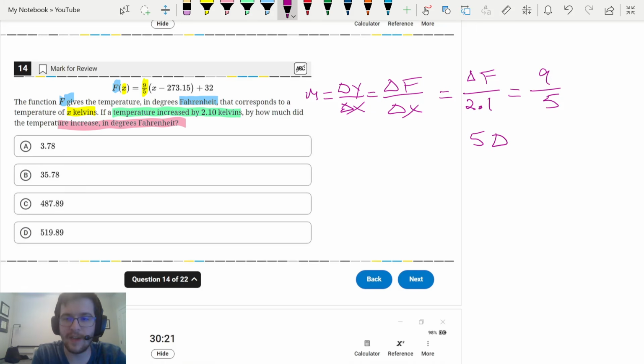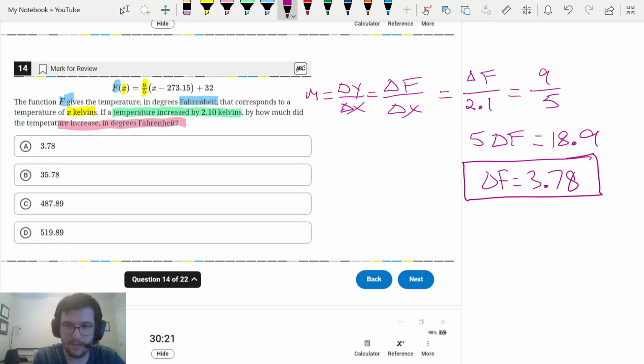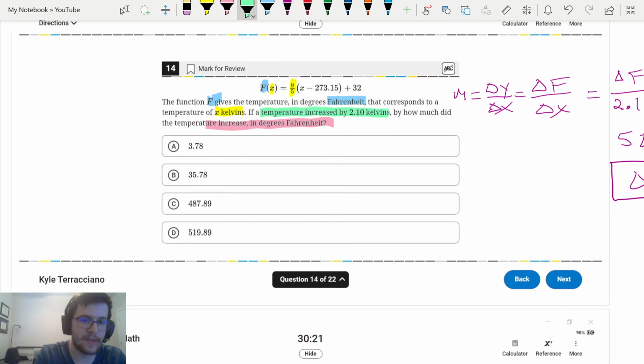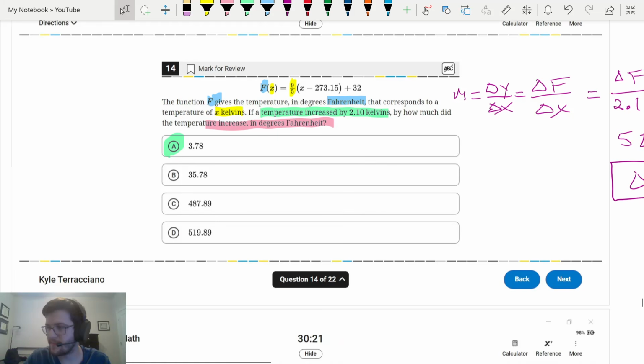So 5 times delta F equals 18.9. Now you divide both sides by 5, and you get delta F is equal to 3.78. That's it. That's the whole question. A little tricky if you haven't seen one like this before. I've seen one like this on the paper SAT before, so pretty much this exact question. Okay, great. So 14 is A. Good job.